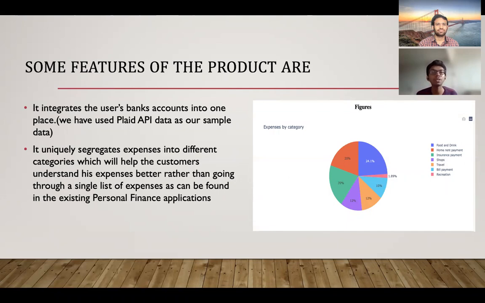Some of the other notable features of the product are that it integrates the user's bank accounts into one place, thereby reducing the pain of scrolling through multiple tabs to get the complete transaction details of multiple accounts of his bank. It uniquely segregates expenses into different categories like food and drink, home rent payment, insurance payment, shops, travel, bill payment, recreation, etc., which will help customers understand their expenses better rather than going through a single list of expenses as can be found in the existing personal finance applications.